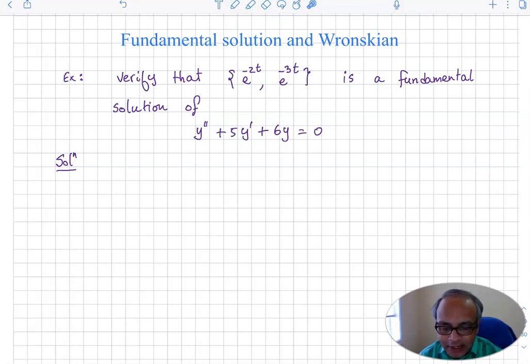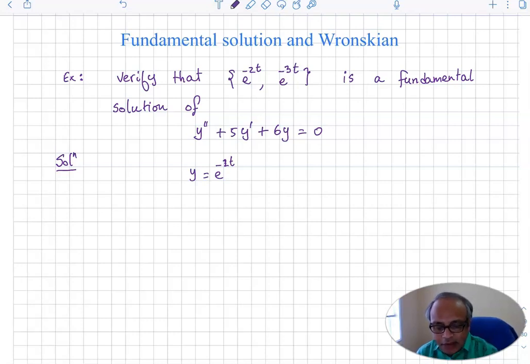So here I have e to the power minus 2t and e to the power minus 3t, and I have a differential equation y double prime plus 5y prime plus 6y, where prime denotes differentiation with respect to t. We are first going to check whether y is a solution or not. In order to form a fundamental set of solutions, first this has to be a solution.